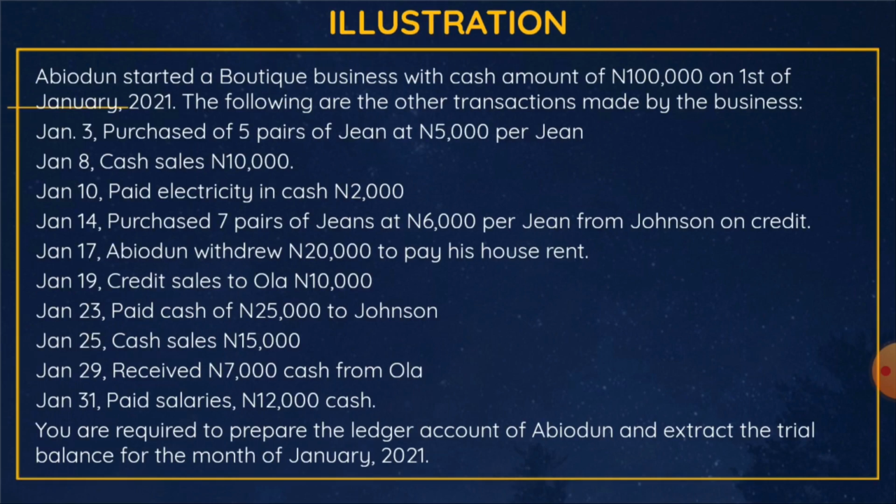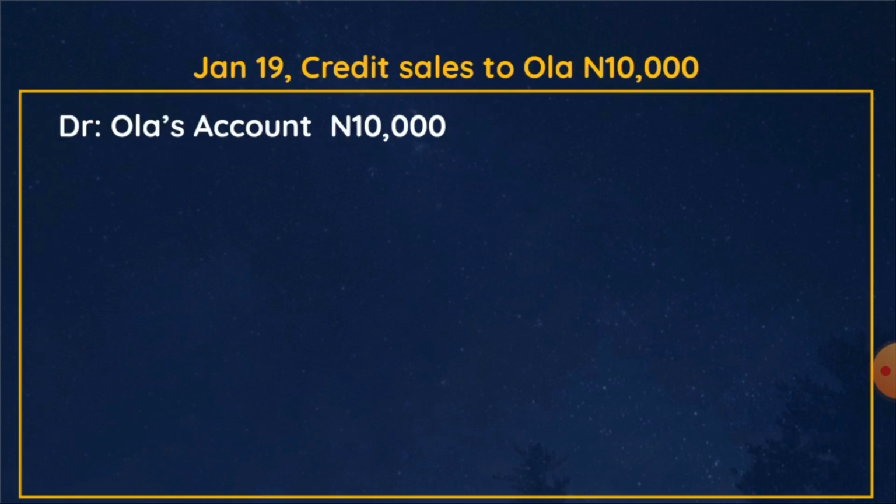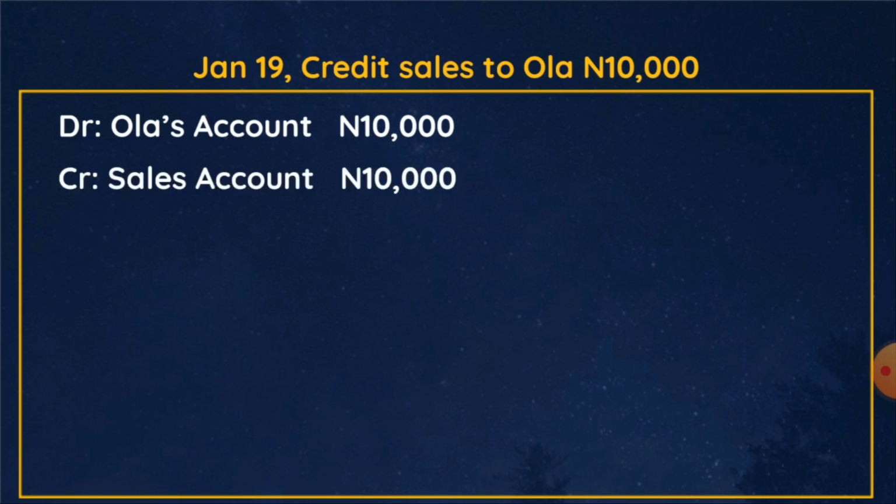Then the next transaction, which is January 19, credit sales to Ola 10,000 naira. This time around, this is a credit sales. It means Ola is a debtor. Ola is owing us. So that means we are going to open a debtor's account with the name Ola and debit the account, while the credit entry goes to the sales account. The two accounts involved are Ola account, which is going to be debited with 10,000 naira, and the sales account, which is going to be credited with 10,000 naira.